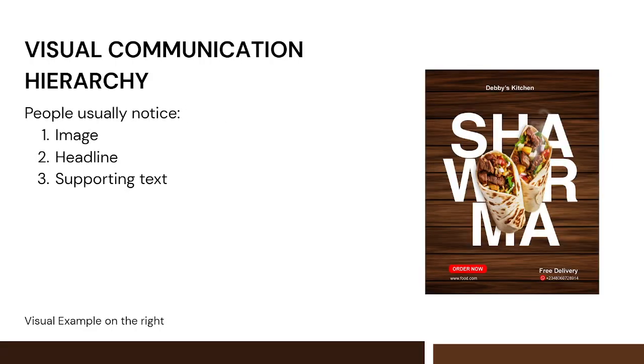So we also have visual communication hierarchy. And when it comes to visual communication hierarchy, like we've explained in our previous class, hierarchy is the order in which information is prioritized on a piece of design. I put it here that people usually notice the image first, then the headline and the supporting text. And there's a visual example here on the right.